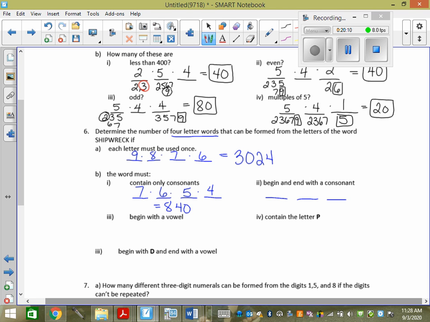Begin and end with a consonant. So you have to begin with a consonant, which is 7, end in a consonant, which is 6. Then is there any stipulation on those middle ones? Right. So we need to have the 2 letters in the middle, right? So we've used up 2. So how many do we have left for the middle? 7 and 6. So how much is it? 1764?